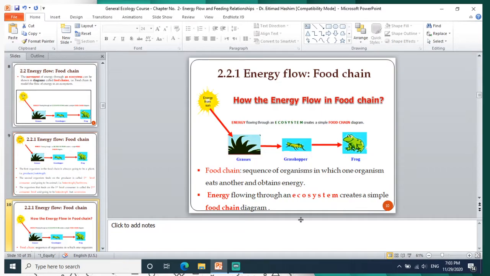So how does energy flow in the food chain? The food chain is a sequence of organisms. This sequence is grasses, grasshopper, and frog. From sunlight, grasses, grasshopper, and frog, we call it a food chain. Then energy flows in the ecosystem through the food chain.